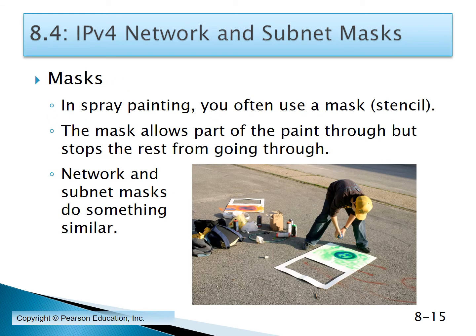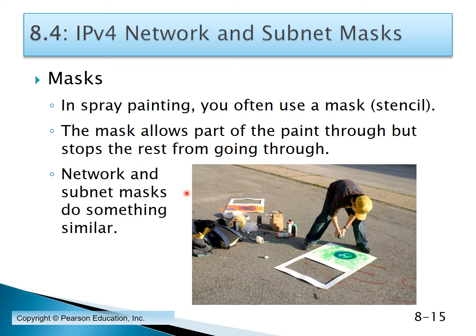So say in spray painting, you often use a stencil like this, right? In this diagram, you try to paint something on the ground, so you have a mask like this, and then you spray on it. Later, you remove this mask, and you have the remaining image that you want to paint on the ground. So the mask allows part of the paint through, but stops the rest from going through.